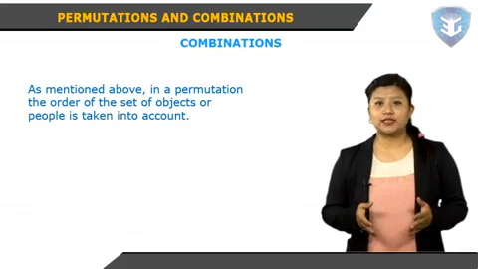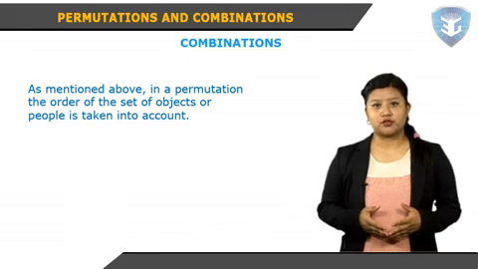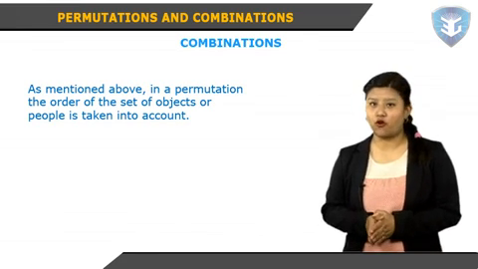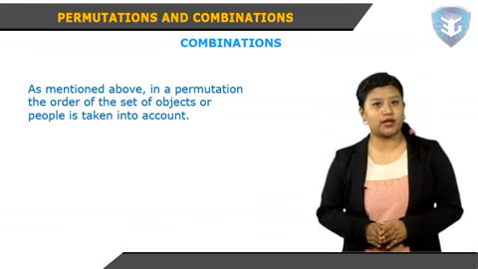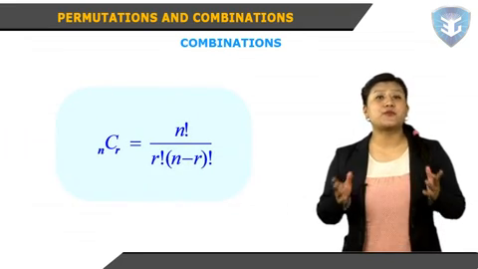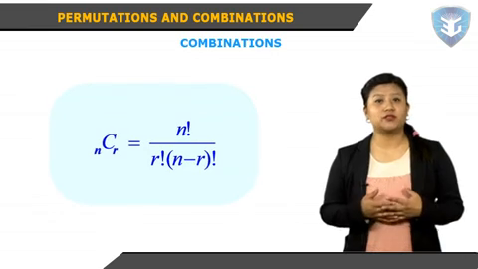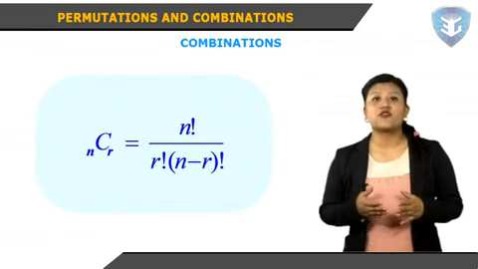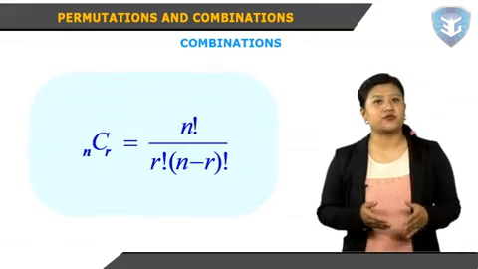Now, moving on to the next topic, we will study combinations. As mentioned above, in a permutation, the order of the set of objects or people is taken into account. However, there are many problems in which we want to know the number of ways in which r objects can be selected from n distinct objects in arbitrary order.